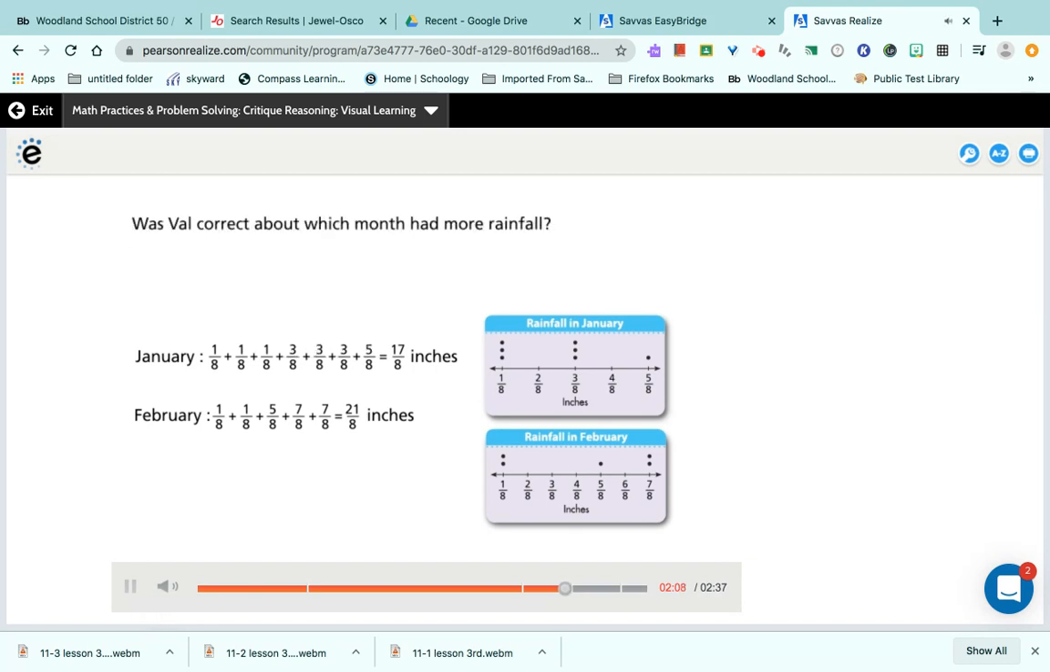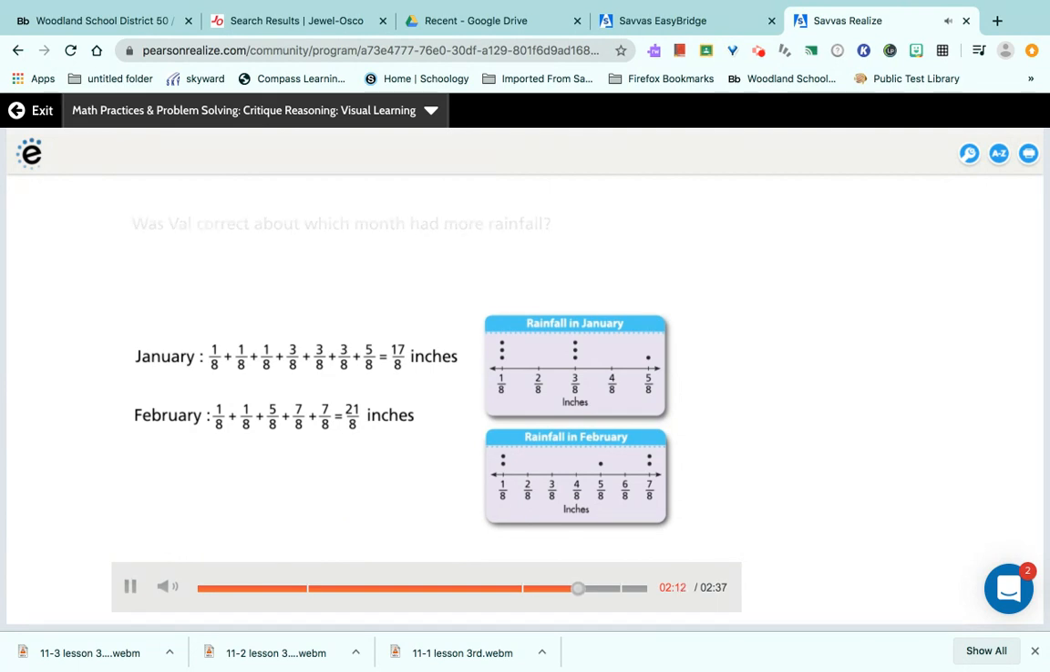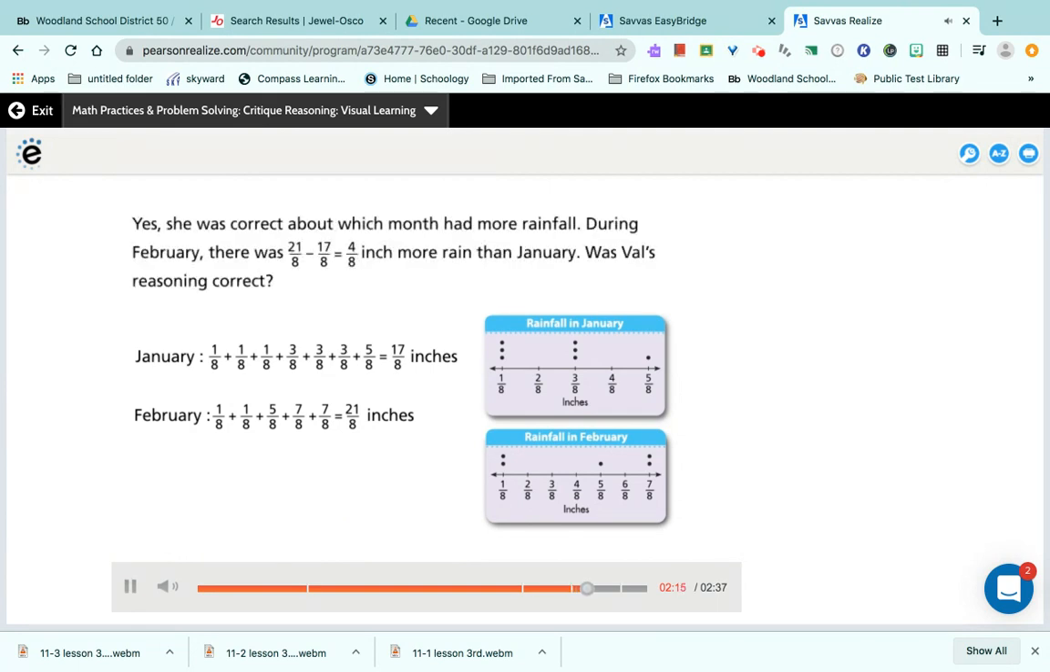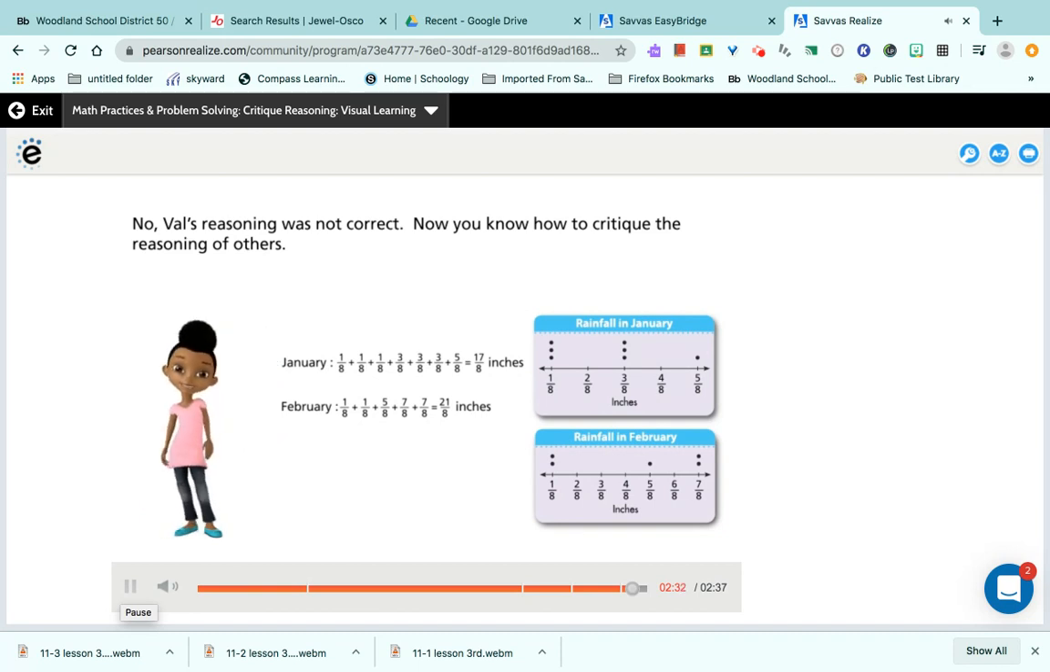Was Val correct about which month had more rainfall? Select your answer. Yes, she was correct about which month had more rainfall. During February, there was 21/8 minus 17/8 equals 4/8 inch more rain than January. Was Val's reasoning correct? No, Val's reasoning was not correct. Now you know how to critique the reasoning of others.